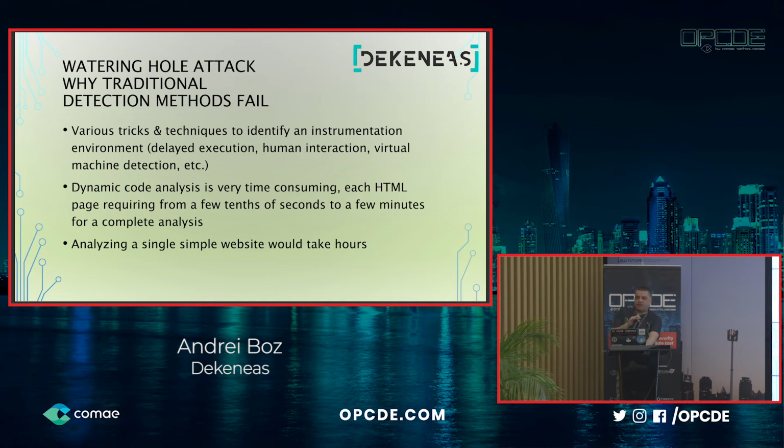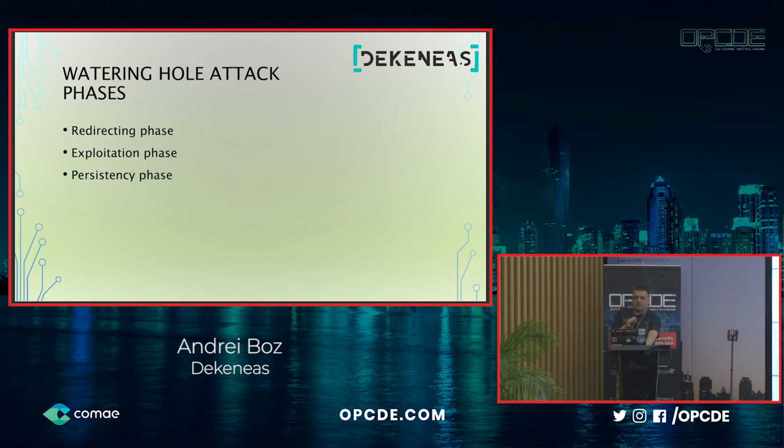So as we already saw, there are a few phases in a watering hole attack. Basically, it's the redirecting phase, where users are selected and fingerprinted based on technologies they use. Using the information gathered in the redirecting phase, they are served certain exploits according to the technologies they use. And the third phase is the persistency phase, in which the actual attacker tries to hold control of the equipment he recently owned and tries to call back home to his command and control server.